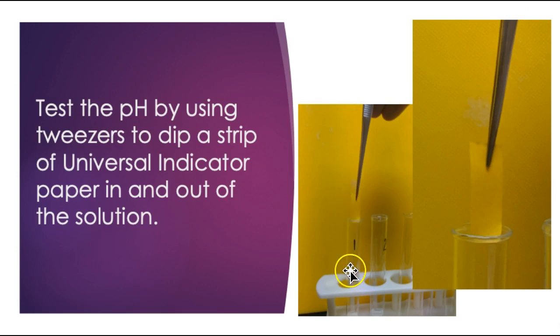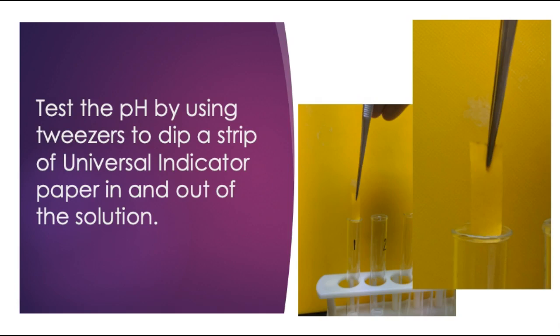You very gently dip it into the bottom of the test tube without dropping the paper. It's hard to get out if you drop it. And then quickly pull it back out so that you can see what color it changes. If you drop the paper in your solution, you'll ruin the solution and you'll have to start again. So make sure you just dip it in, dip it out quite quickly.